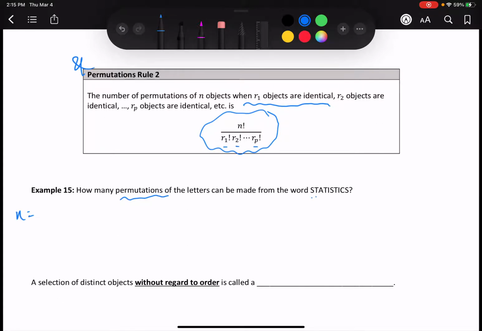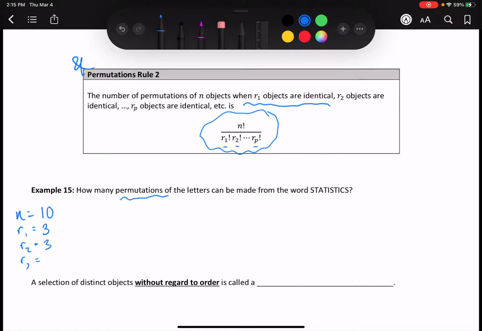I count 1, 2, 3, 4, 5, 6, 7, 8, 9, 10. 10 objects. Now we can discuss the sets of R, the sets of identical objects we have. So let's go with S. How many S's are there? There's 1, 2, 3 S's. So R1 is 3. R2. Let's go to the T. There are 1, 2, 3 T's, so that's another 3. R sub 3.